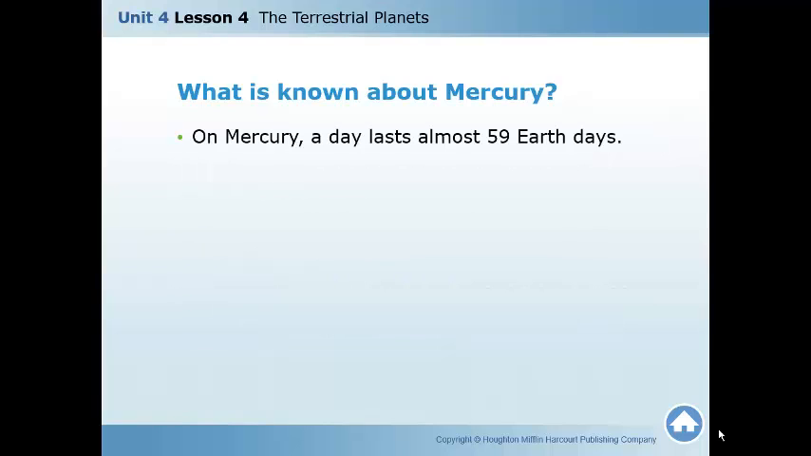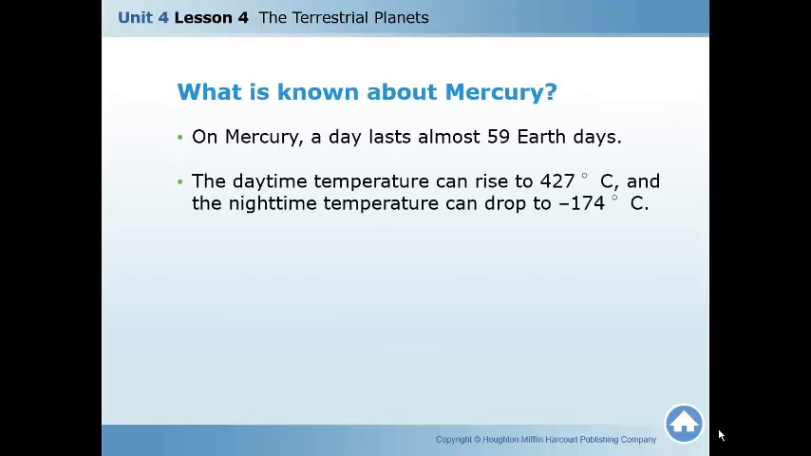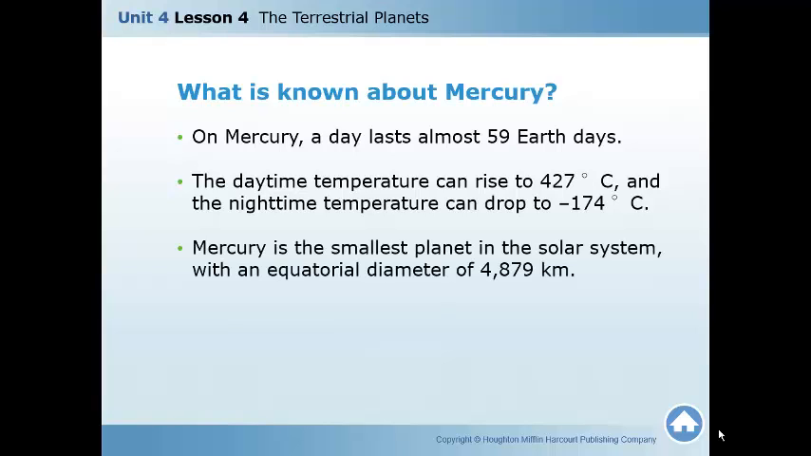On Mercury, a day lasts almost 59 Earth days. So in 24 hours, we have a day. On Mercury, it would be more like 60 days, so 2 months almost for 1 day on Mercury. The daytime temperature can rise to 427 degrees Celsius, and the nighttime temperature can drop as low as negative 174 degrees Celsius. Negative 174 degrees Celsius is very cold, and of course 427 degrees Celsius, very, very hot.